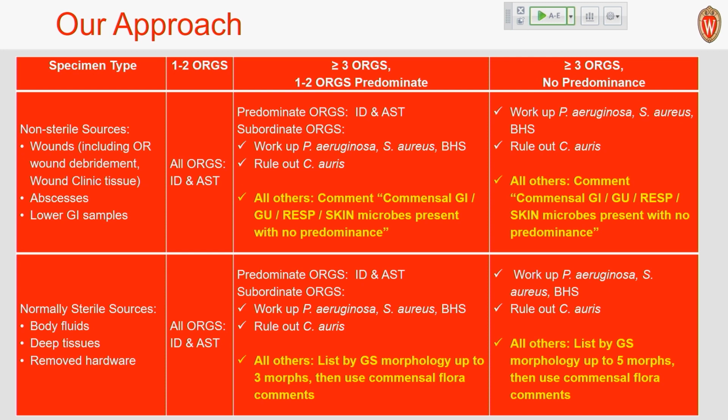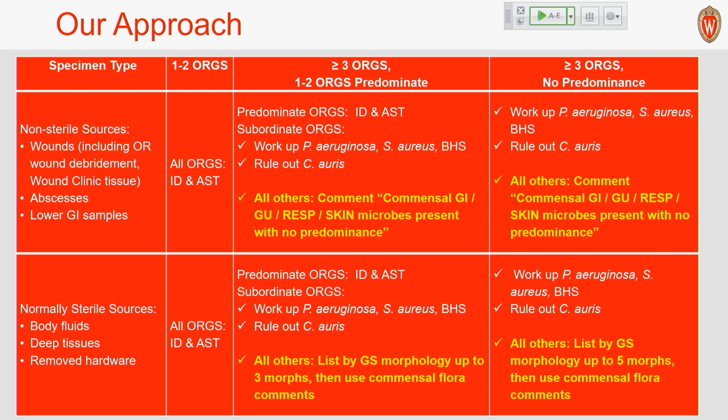But the difference is that we go a little bit farther. On the sterile side, we'll give some descriptive listing of that subordinate stuff, versus on the dirty sites, it's just commensal. And then similarly here, we'll give some listing up to 5 morphs, and otherwise we call it on the non-sterile.